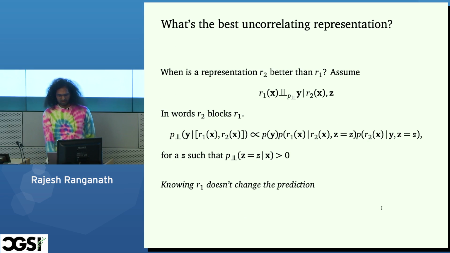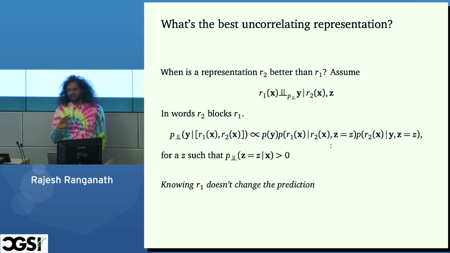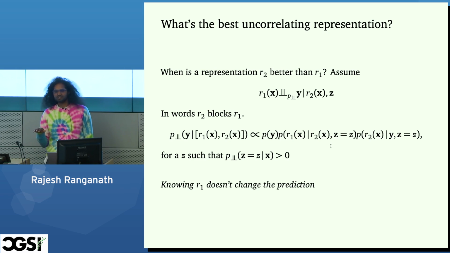If we assume that we have 2 representations, R2 and R1, and they satisfy this particular conditional independence property, which we call blocking, I'm not going to read it because it's not too important to follow as a detail. But you do get that if you have this blocking property, the predictor doesn't actually depend on the representation R1. So in words, if R2 blocks R1, we can write down what the predictor is, and R1 only appears in a term that's a constant that will get normalized out. Intuitively, what you want to keep track of is that if you have this blocking property, knowing R1 does not change the prediction.